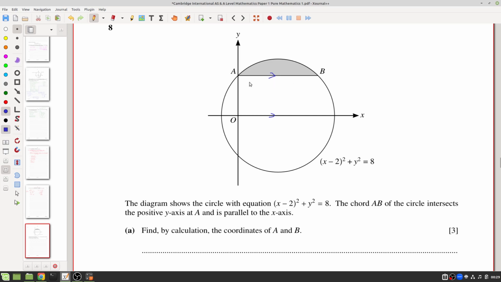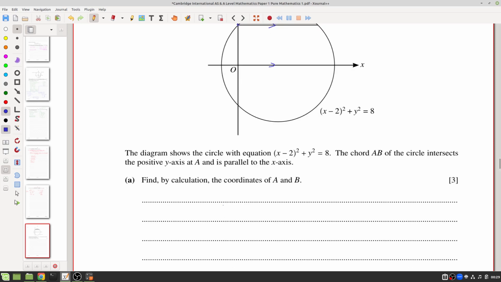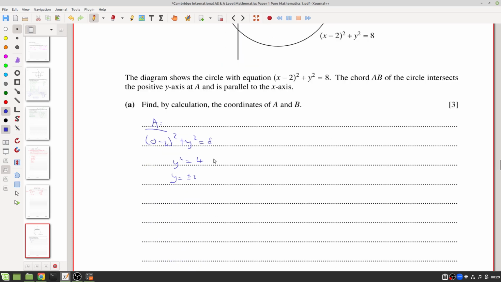Okay, so let's first find the coordinates of A, because we know the x value at A, right? We know the x value is 0 because it's on the y-axis. Cuts the y-axis at A. So we just make x 0 for that. Let's say we're busy finding point A. So we're going to say (0 minus 2) squared plus y squared equals 8. Okay, so negative 2 squared is 4. So 8 minus 4 is 4. And then y equals plus or minus 2. But in our case, we can see A is a positive y value. So y equals 2. So the coordinates of A are (0, 2).